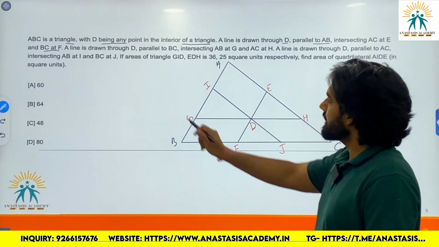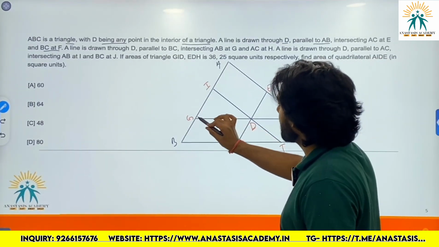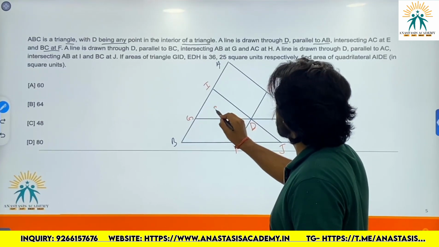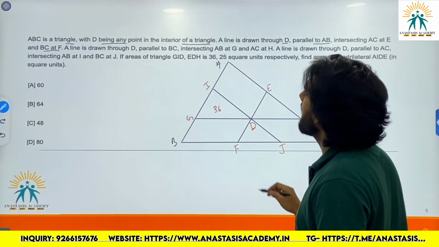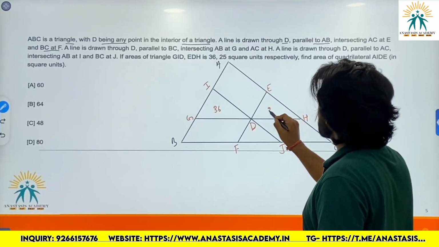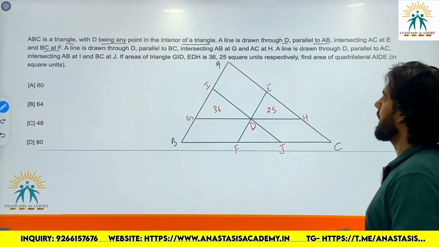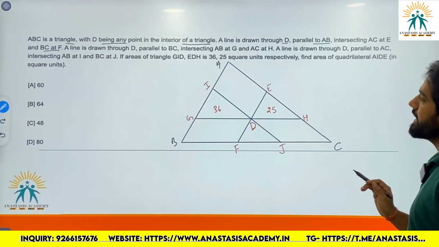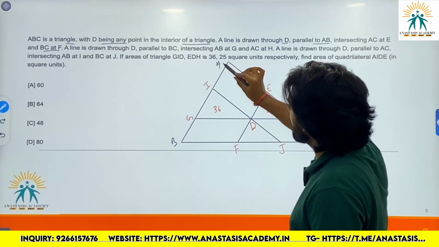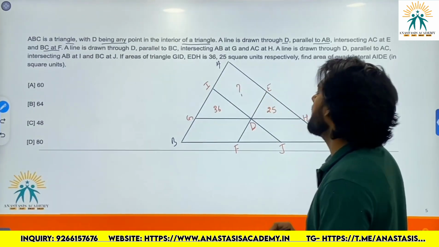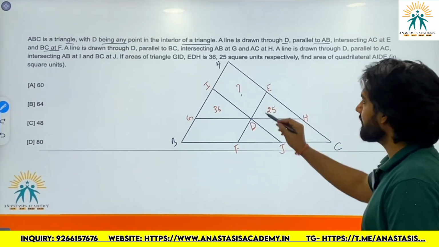If the areas of triangle GID, this triangle GID, is 36, and EDH, the area of this triangle EDH, is 25 square units respectively, find the area of quadrilateral AIDE. I have to find the area of this quadrilateral AIDE.